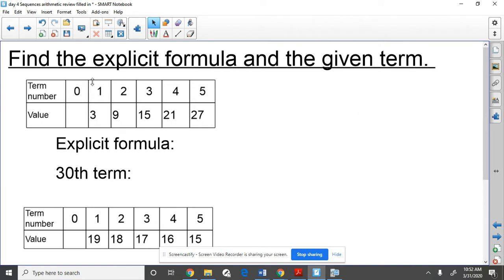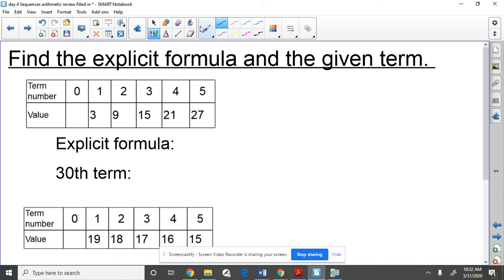If we look at this example, again, we have the term numbers up top. Remember, those are the n's. When n is 1, the value is 3. When n is 2, the value is 9, and so on. And then at the bottom, we have the values, which is what's actually happening in the sequence.